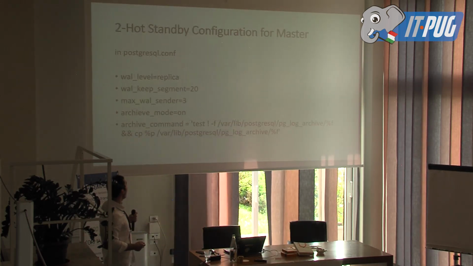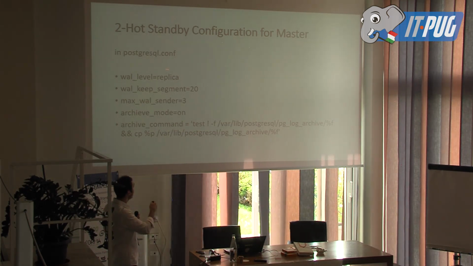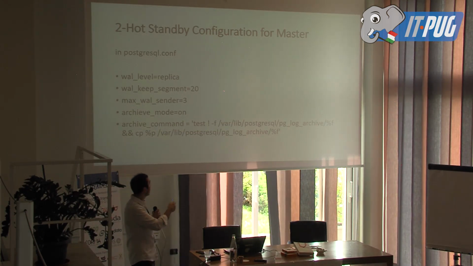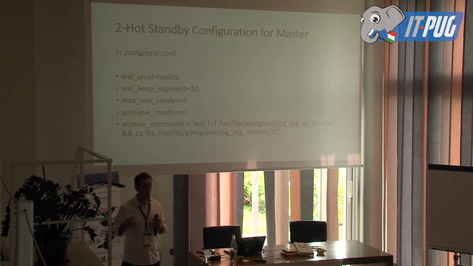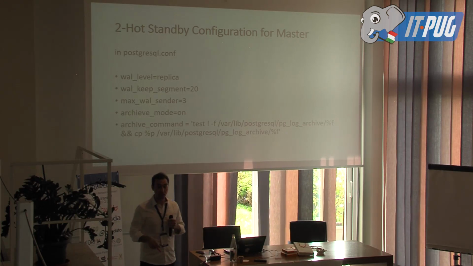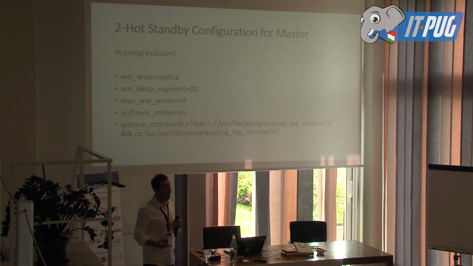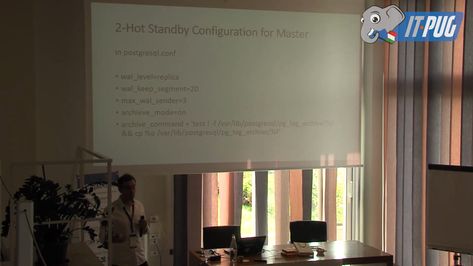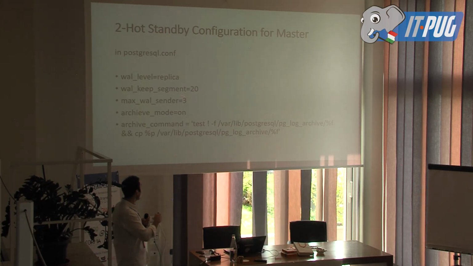Okay. And second is configuration for the master. I'm going to do streaming replication. That's why I'm giving replica. And then wal_keep_segments is 20. It means there are going to be 20 WAL files in the pg_wal directory. And max_wal_senders is 3. It's going to be a maximum of 3 WAL senders. Okay. And then 3 slaves maximum, 2 or 1 can be.